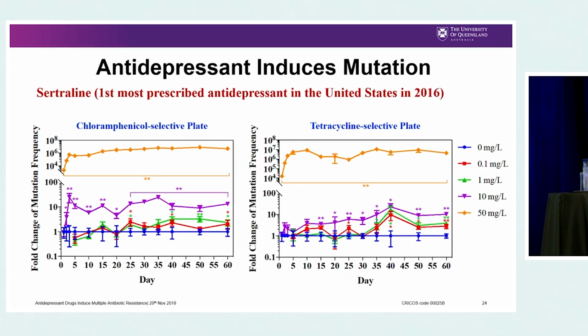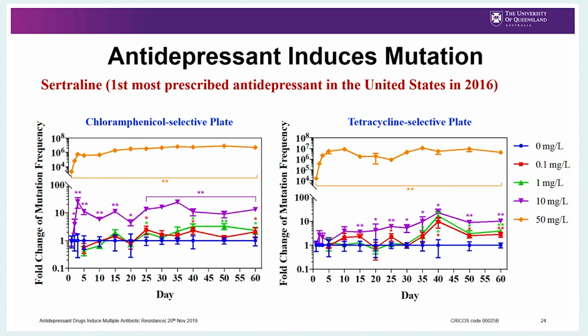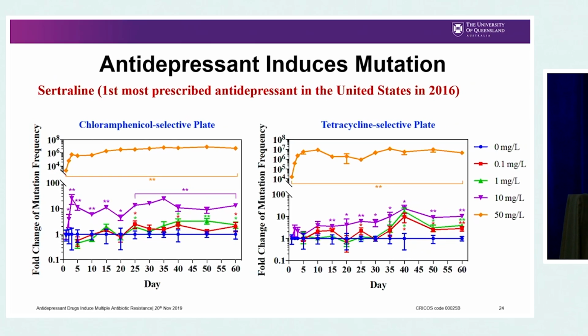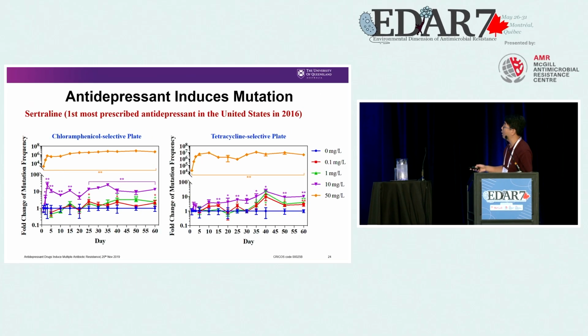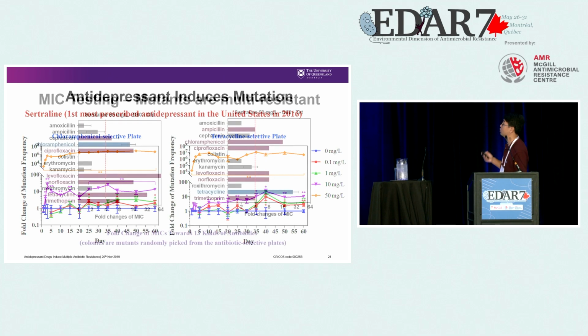We chose sertraline as an example. This is a very commonly used antidepressant drug. What you can see here is that we dosed from 0.1 ppm up to 15 ppm. The higher the concentration, the quicker the mutation happens. Even at 0.1 ppm, after 1 month or 2 months, they do enhance the mutation frequency dramatically.